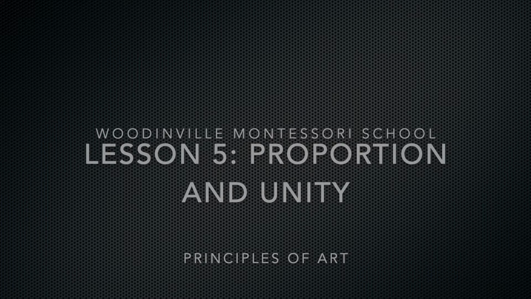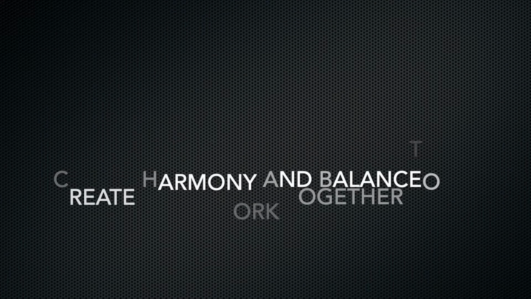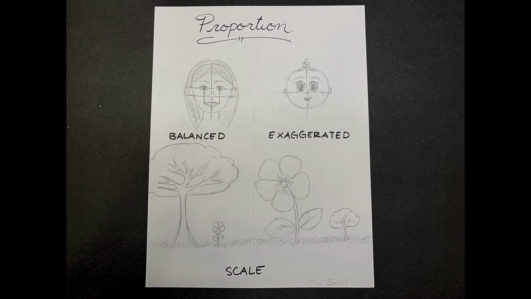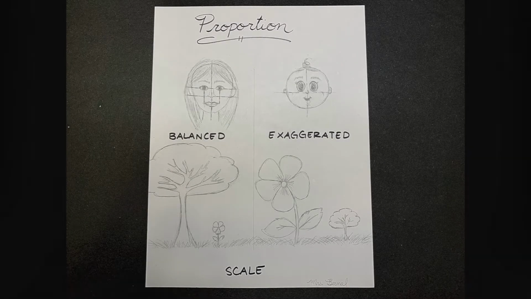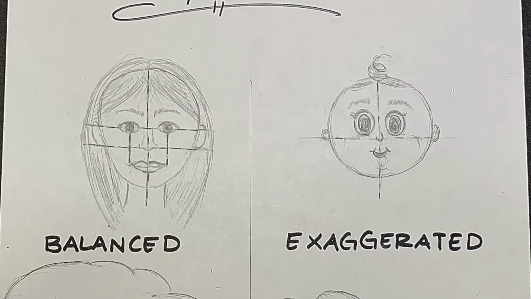Let's begin. Proportion is how multiple ideas and images in one work of art work together to create harmony and balance. Here are two sets of examples I drew to demonstrate proportion: balanced and exaggerated. On the top left, we have a face that has even and balanced proportion. Notice how the lips are the same width as the center of the eyes, the eyes are level with the top of the ears, and the nose is at the center of the face.